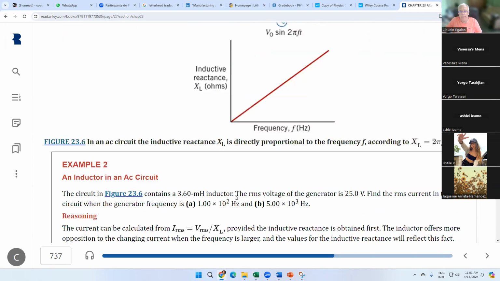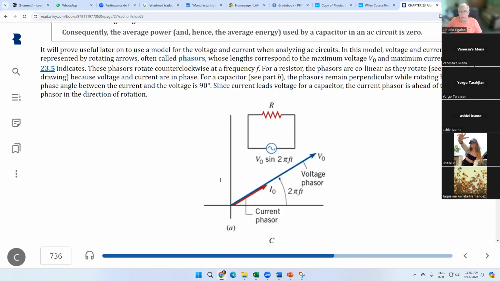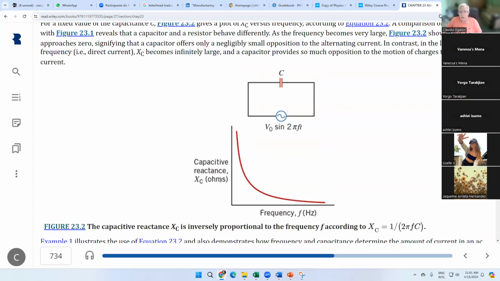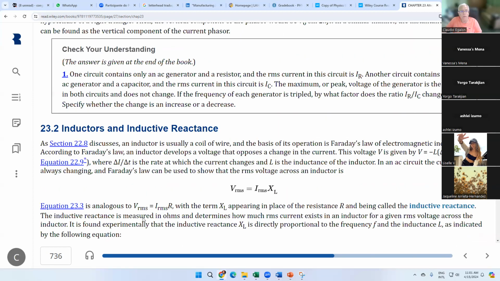And now we are ready to do, here you go, here's the linear relationship of the inductive reactance with the frequency of your generator for the inductor, and also the capacitive reactance against the frequency. It behaves like that. And now we are ready to do the RLC circuit.